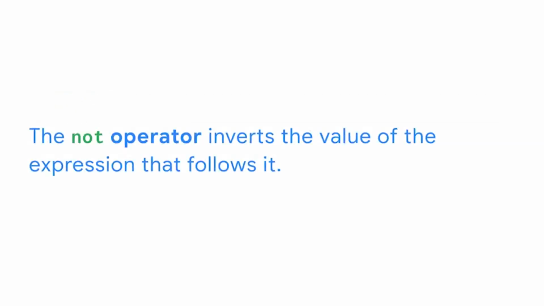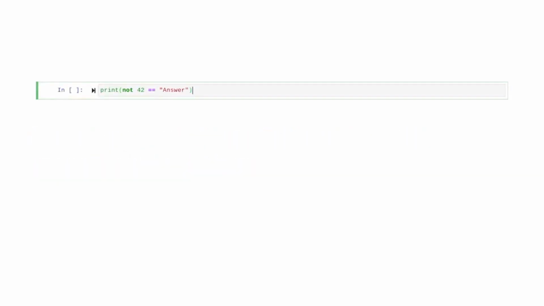Now, the not operator inverts the value of the expression that follows it. If it's true, it becomes false. If it's false, it becomes true. Because there is a not statement in front of 42 equals the string answer, the result is true. Comparators and logical operators are very useful in the data field because they make it possible to write much more complex code. Later, I'll be back to demonstrate some examples of these expressions. Keep practicing and reviewing comparators and operators. I'll be with you again soon.